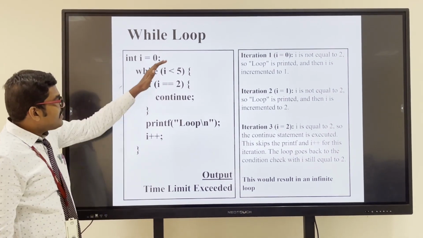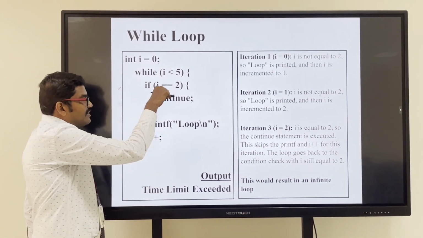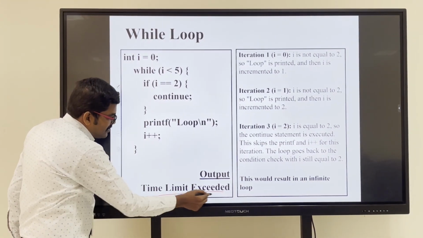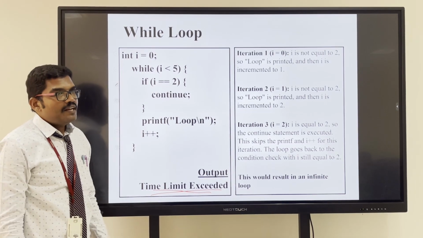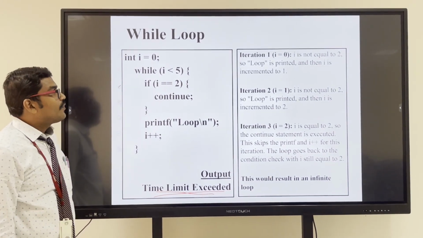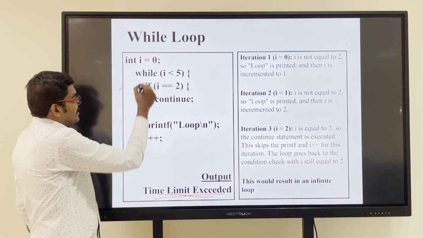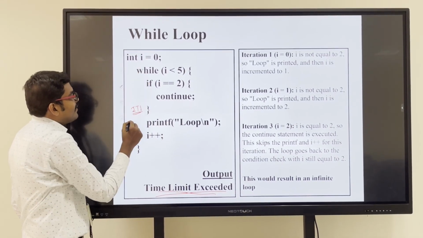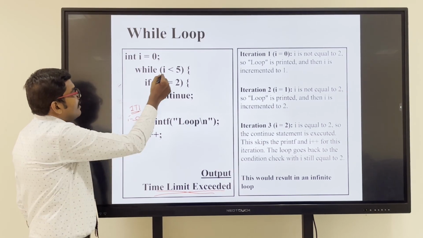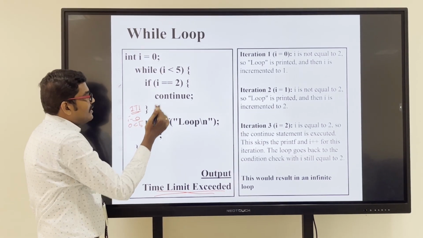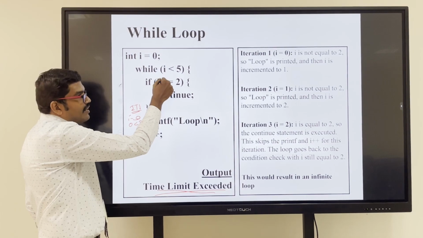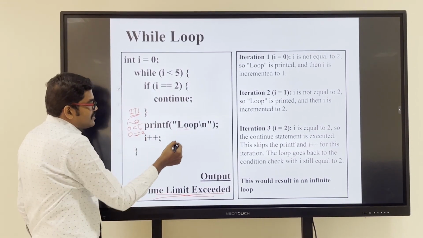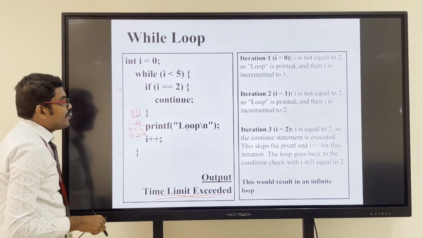I already said everything is the same: the condition, the entire thing is the same, but it produces a different output. This time it is a time limit exceeded, meaning an infinite loop. Let us check how it is doing. Same scenario, initialization. In the first iteration, i is initialized as 0. Same condition, 0 less than 5, satisfied. Come to the body part, i is 0, 0 equal to 2, condition not satisfied, so it just prints loop.